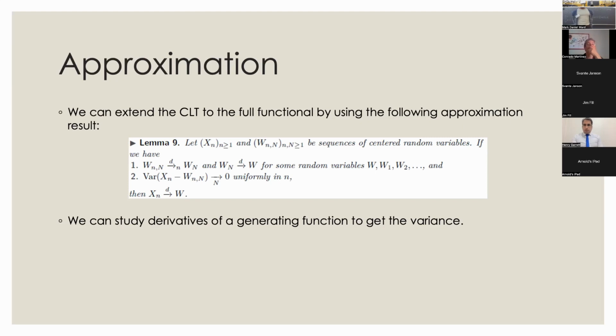You showed convergence in distribution for many types of results. Do you have any sense of whether you have an almost sure kind of convergence? No, I haven't thought about that. I'm not sure if Stephan has some input on this.